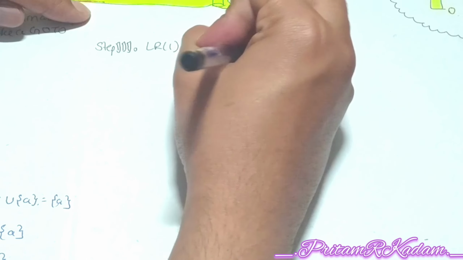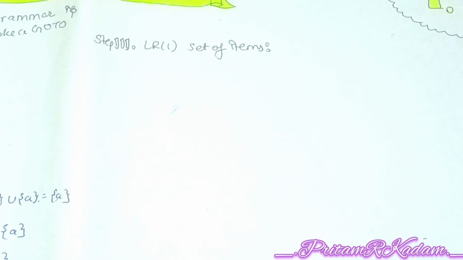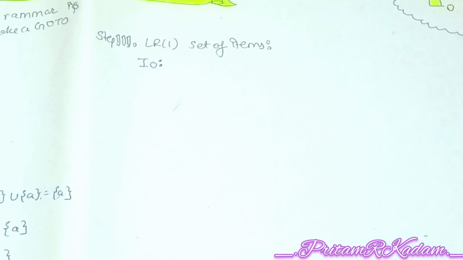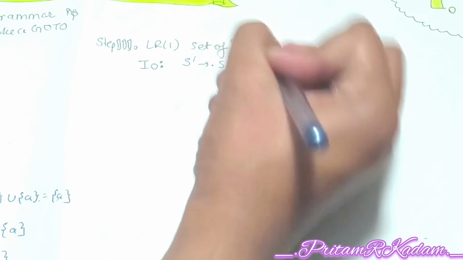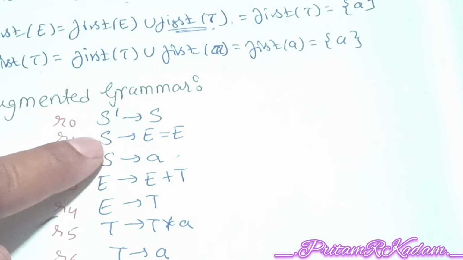So the third step is the LR1 set of items. First of all, state 0, that is I0, would be the state with the new starting symbol S dash. So it would be S dash gives dot S, and as we have a non-terminal after the dot, we will write the productions of that non-terminal. We have dot S, so we will write the productions of S, that is S gives E equals E and S gives A.